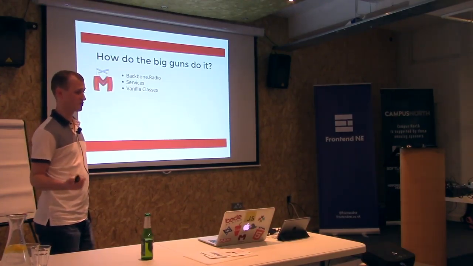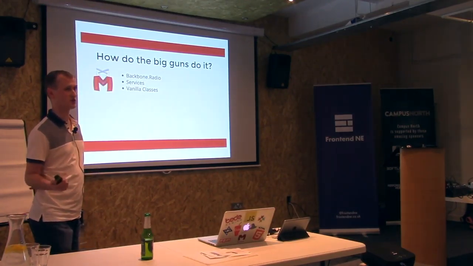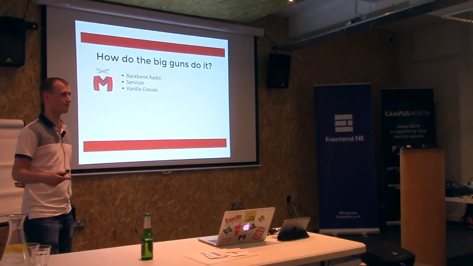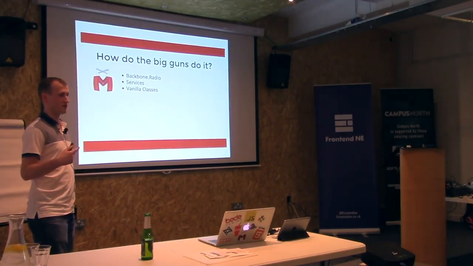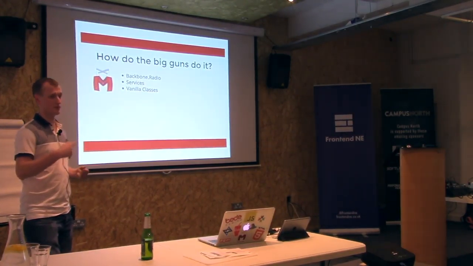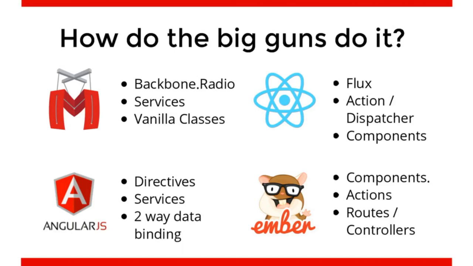Backbone Radio has channels, so you tune into a channel. You can send messages across the channel, and the channel will reply to you. So the facade listens to all the modules' channels and then passes events down the specific module channels that it wants. We have services, and you can use vanilla classes to control it.